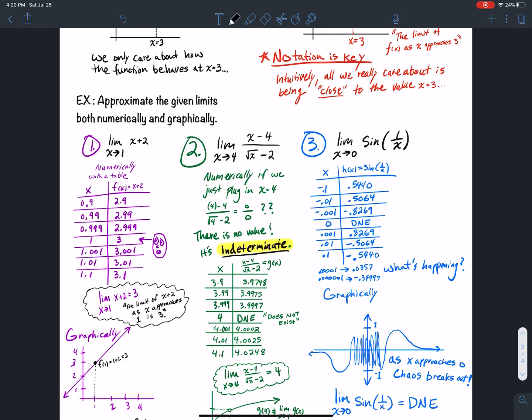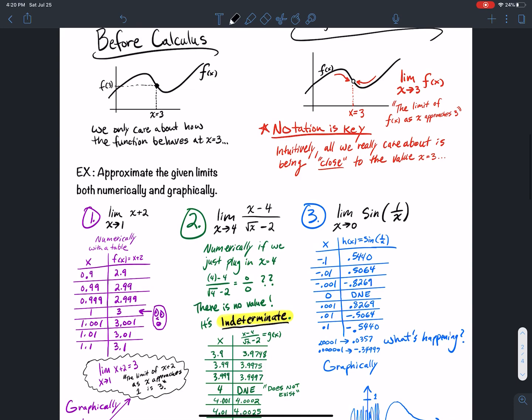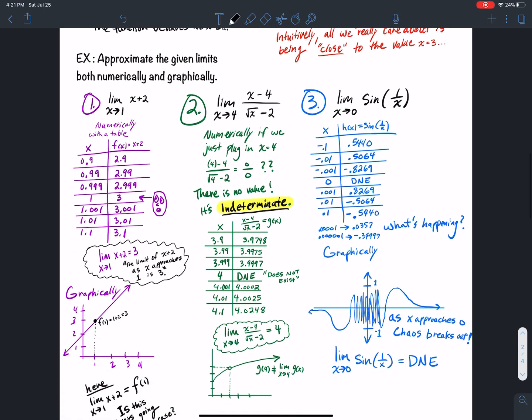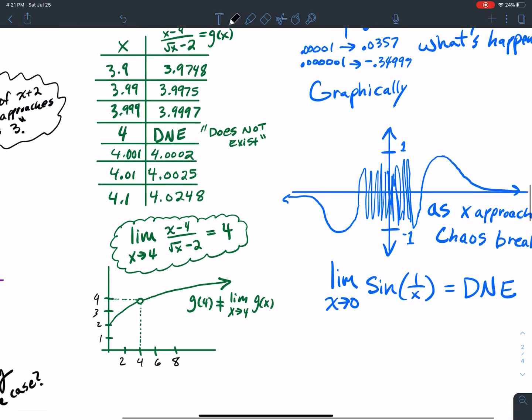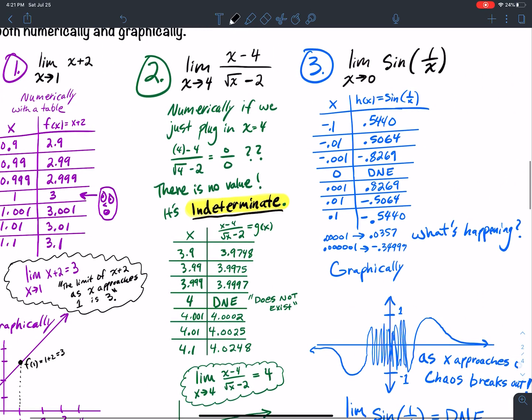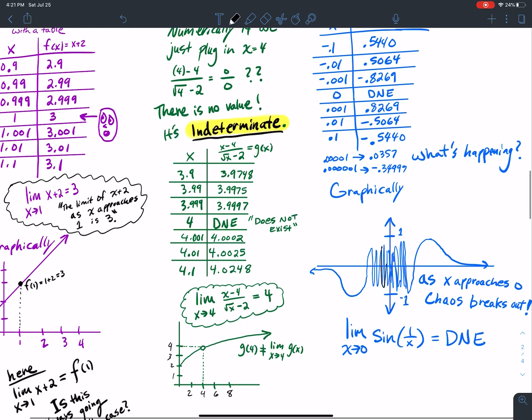When I plugged in a number, I got some indeterminate, undefined function value. It was an indeterminate limit, but through some table work, we saw that it looked like it was approaching 4, and in fact, when we looked at the graph, it clearly was approaching 4 on both sides. Okay, and then this one is just what is going on. There's total chaos around the limit here.